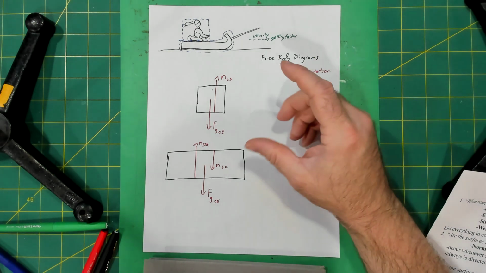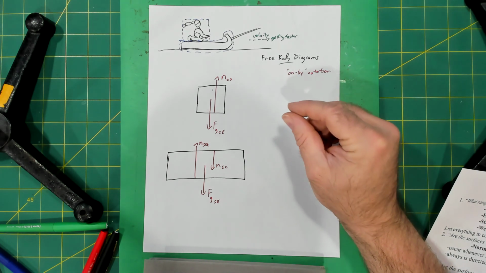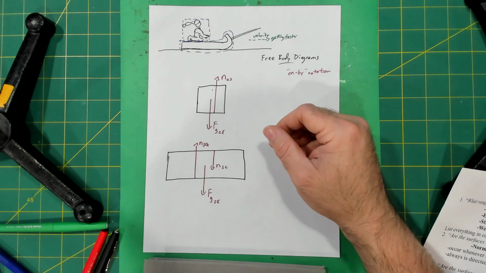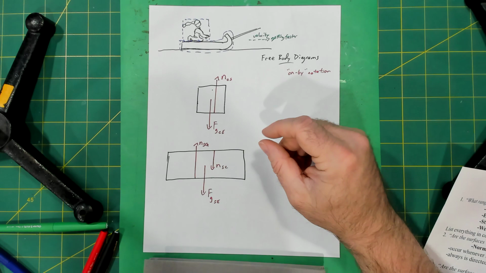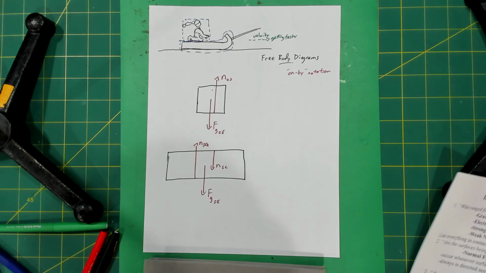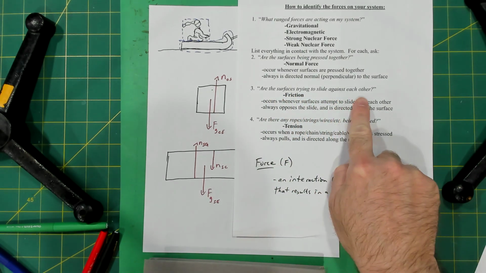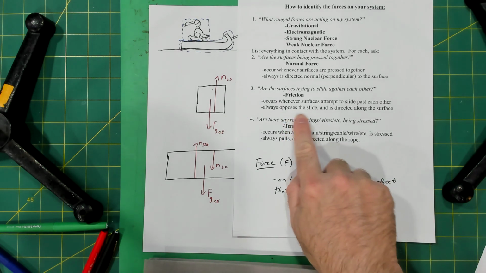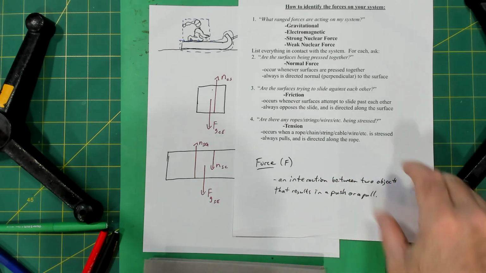But basically the idea is whenever two surfaces that are being pressed together attempt to slide past each other, a friction force will oppose the slide. That is the definition of friction forces. So, for example, the question I'm going to ask to spot a friction force is, are the surfaces trying to slide against each other? If so, there'll be a friction force opposing the slide. And it's always going to go along the surface against the slide.